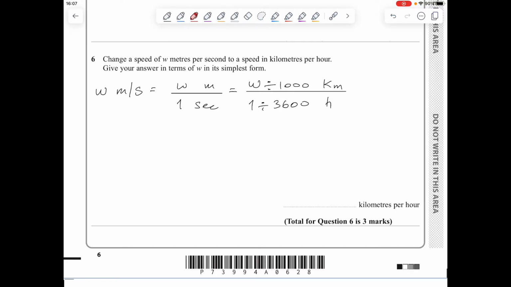Now I will simplify by multiplying both top and bottom by 3,600. In the numerator, 3,600 divided by 1,000 will give me 3.6w, and those are kilometers. And in the denominator, if I have 3,600 divided by the same number, I will be left with 1, and those are hours. So finally, I get 3.6w kilometers per hour.